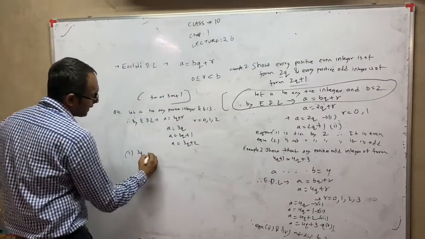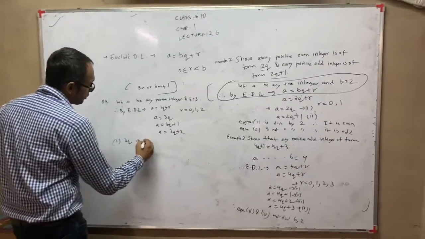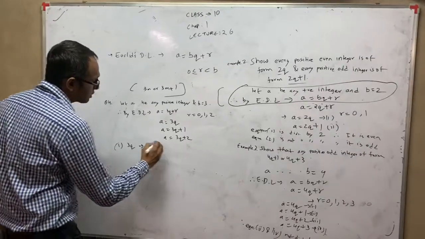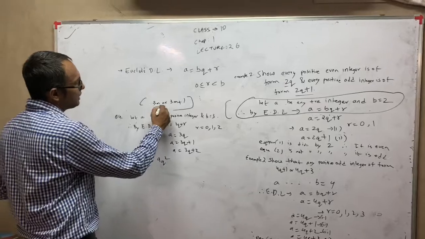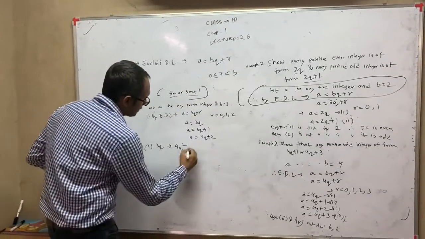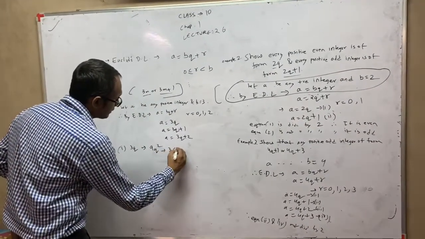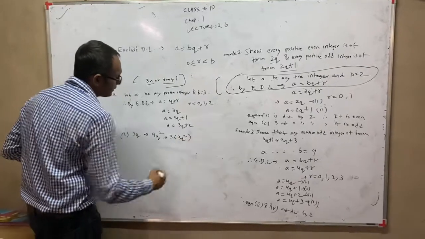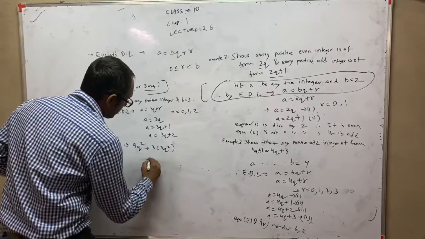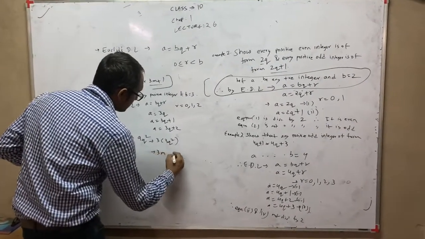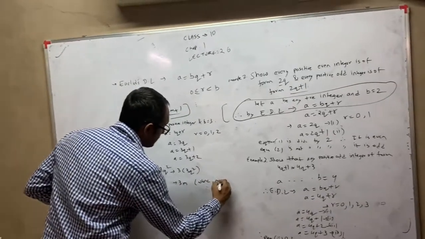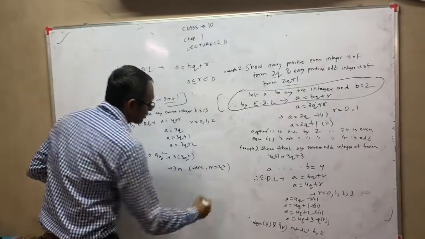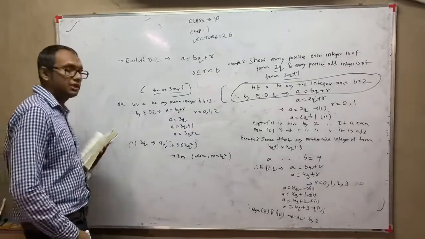Now we will square it. When we square it, what do you get? 9q square. Now we want to represent 9q square either in the form of 3m or 3m plus 1. So if I take 3 common, inside is 3q square, and then I can write m is equal to 3q square. So I have represented it in the form of 3m.